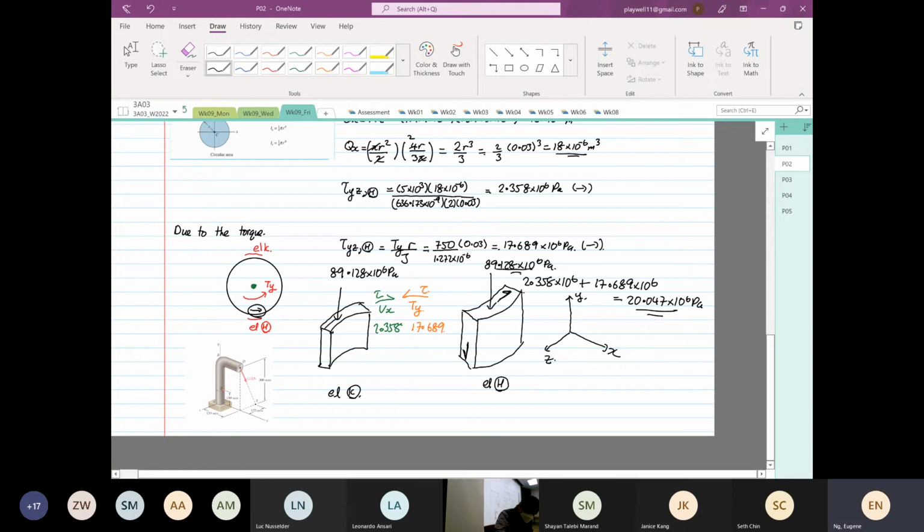It will be in this direction. Right? It will be in that direction. And this will be equal to 17.689 minus 2.358. 17.689 minus 2.358 is equal to 15.331 times 10 to the power 6 Pascal.